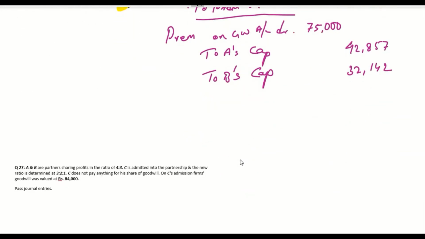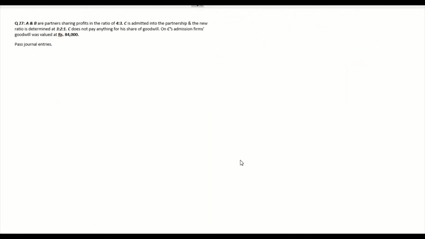Okay, now let's move on to the next question. Question number 27. A and B are partners sharing profits in the ratio of 4:3. C is admitted into the partnership, and the new ratio is determined at 3:2:1. C does not pay anything for his share of goodwill. On C's admission the firm's goodwill was valued at 84,000. Okay, so we have two partners here, A and B.